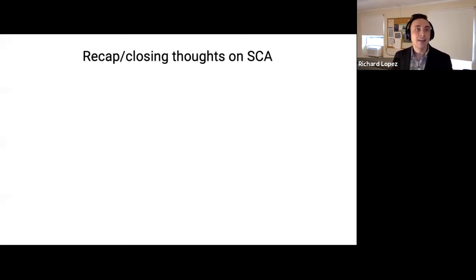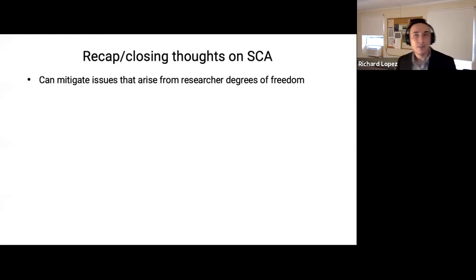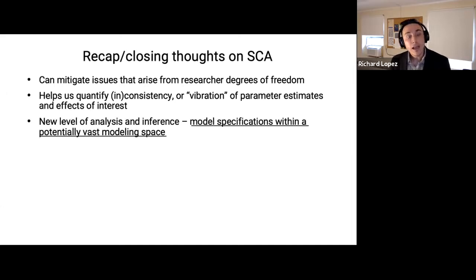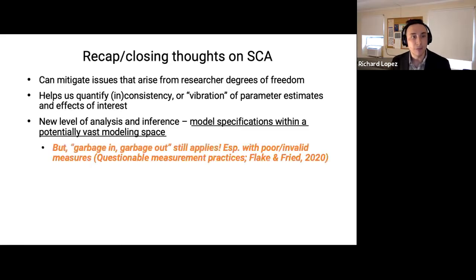Okay, last slide. So just to provide some recap and closing thoughts on specification curve analysis, SCA can mitigate issues that arise from researcher degrees of freedom. SCA helps us quantify the consistency or variation of parameter estimates and effects of interest. And I would like to argue that SCA opens up a totally new and exciting level of analysis and inference. And that is model specifications within a potentially vast modeling space.